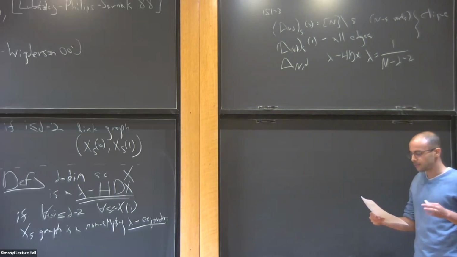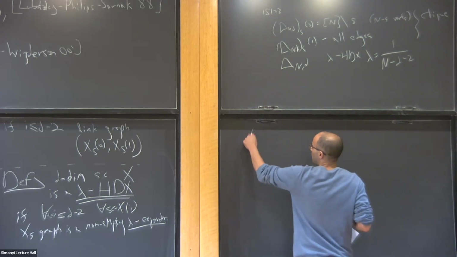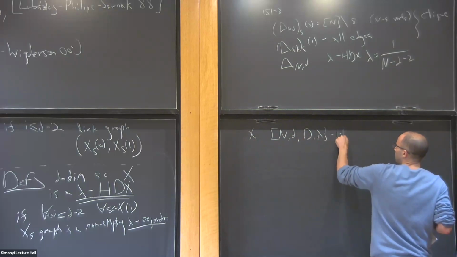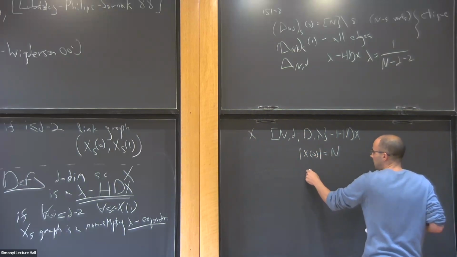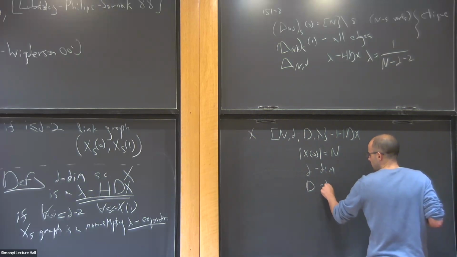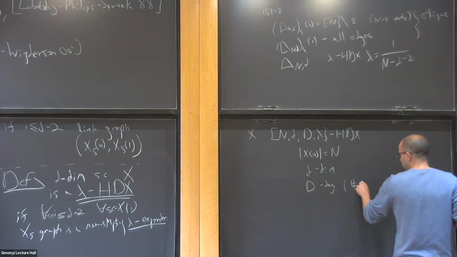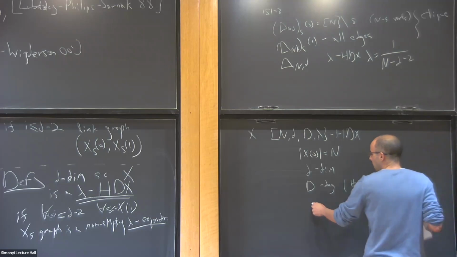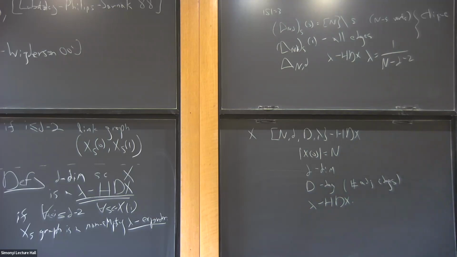In the second part of this talk, I'll use this notation quite a lot, so I'll introduce it now. I will say that X is an (N, d, D, lambda) high dimensional expander if the number of vertices in X is capital N, the dimension of X is little d, the degree of a vertex in X is capital D. This is just the number of adjacent edges. I don't mean higher dimensional faces. And lambda is the expansion parameter. Okay, so this is just notation.